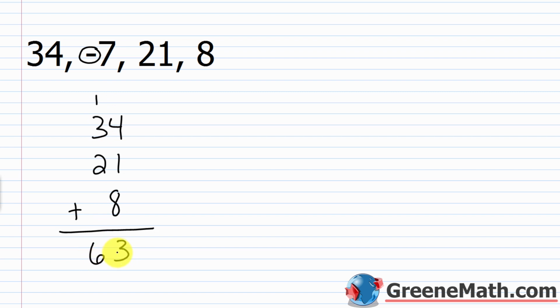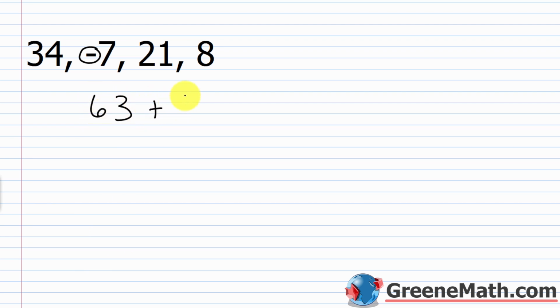So since we have a negative value involved, let's add the positive numbers first. So 34, 21, and 8. 4 plus 1 is 5. 5 plus 8 is 13. Put a 3 down, carry the 1. 1 plus 3 is 4, plus 2 is 6. So that result is 63. So now what I need to do is take 63 and add it to -7. So what is 63 plus -7?